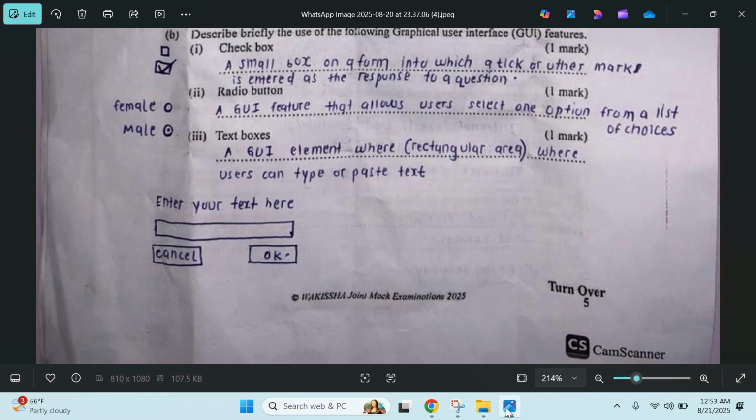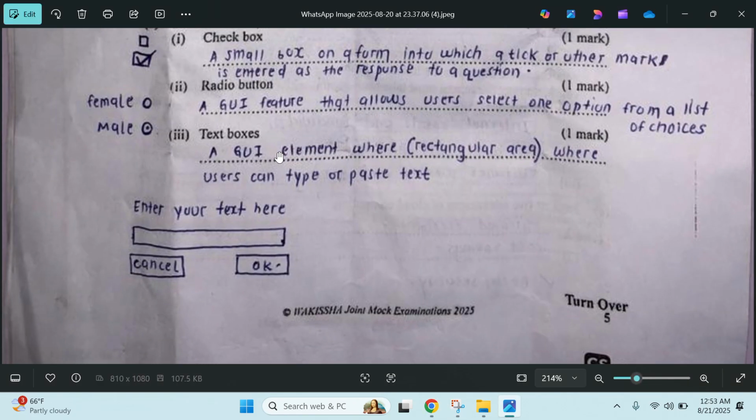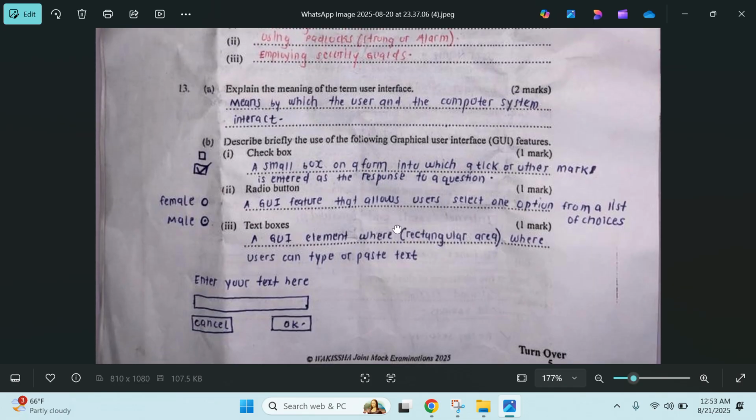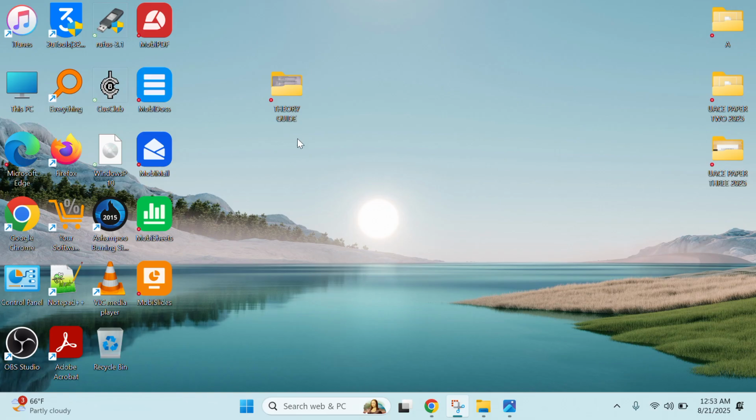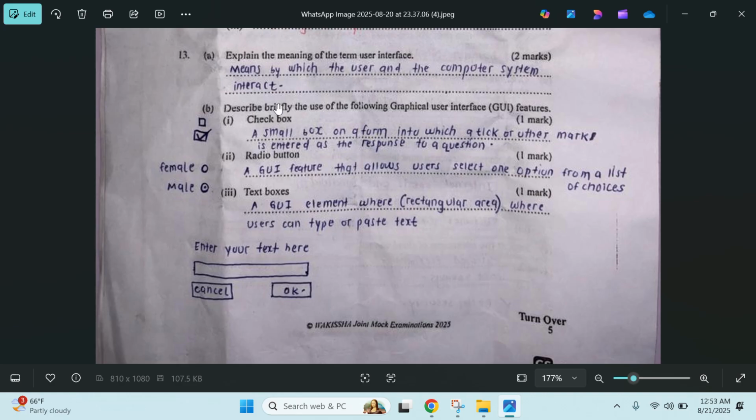So those are some of the features in a GUI interface. A GUI interface is a type of interface that we always use on computers. It's the most commonly used interface. It enables us to interact with computers by use of icons, menus, checkboxes, radio buttons, text boxes. Whenever you switch on a computer and open various software, you're using a GUI, and chances are high you're going to encounter these features that were asked at number 13.